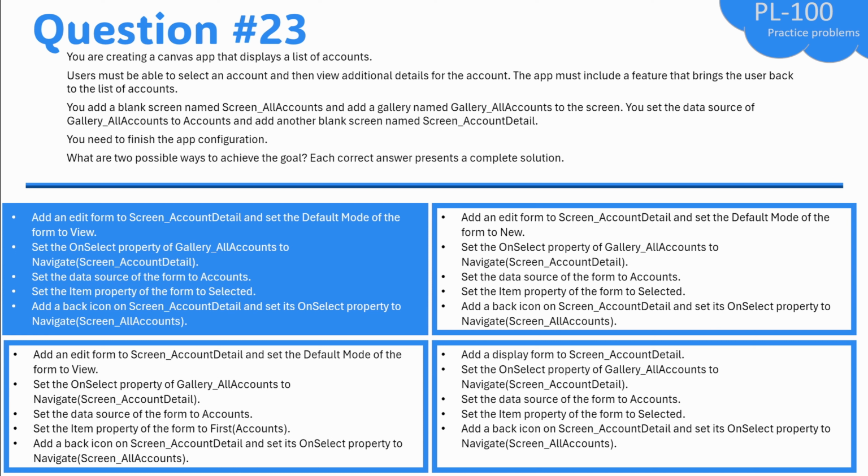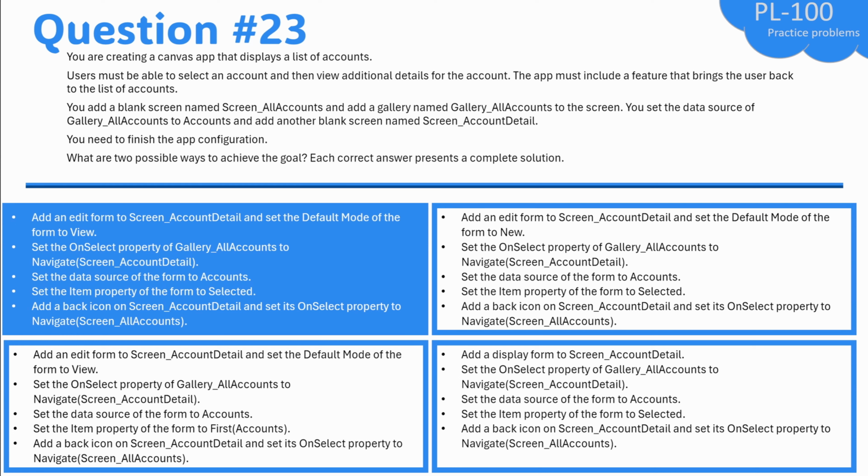Let's go ahead and go to the top right. Add an edit form to screen account detail and set the default mode of the form to new. No, we don't want a new one. We want to view the account that we selected. So that one is incorrect as well. So that leaves us with D, but let's just read it over.